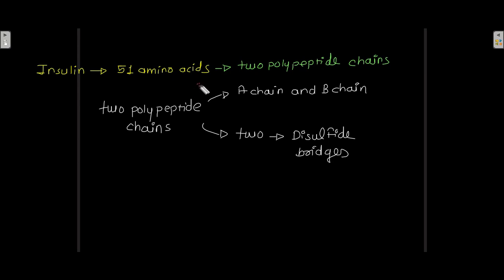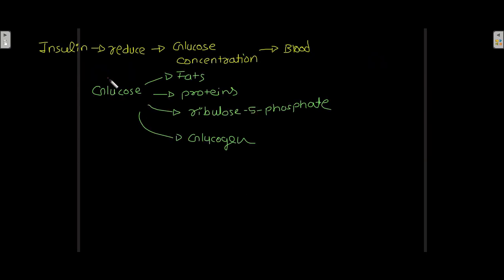51 amino acids. Now, insulin reduces the glucose concentration in the blood by stimulating the conversion of glucose into fats or proteins or ribulose 5-phosphate or glycogen. So the conversion of glucose into these things is stimulated by the presence of insulin, and that is how insulin plays a role in reducing the glucose concentration in the blood.